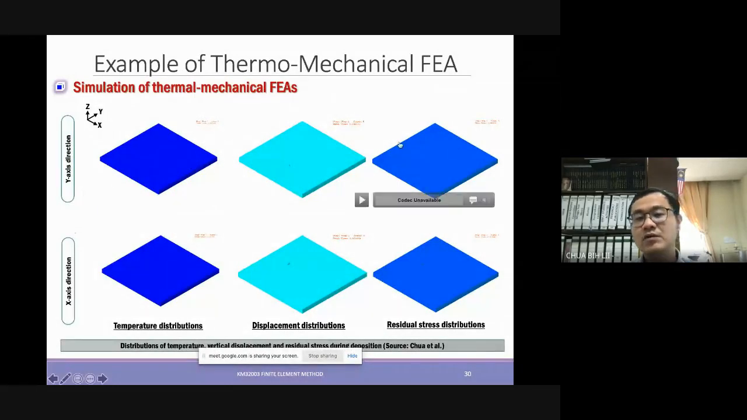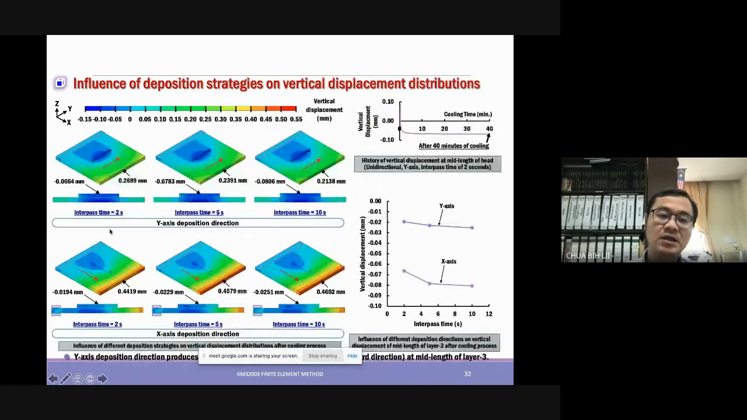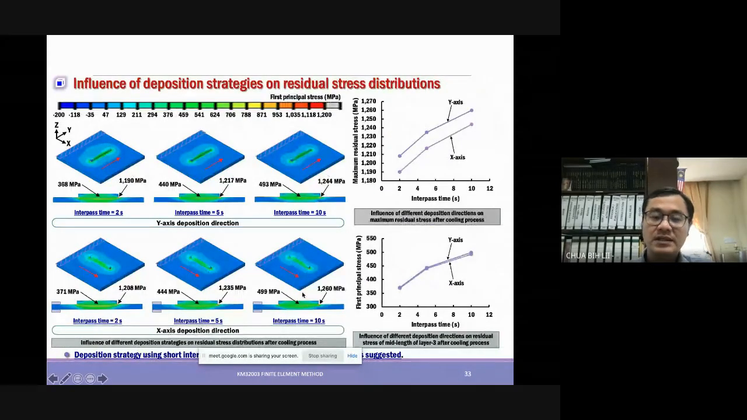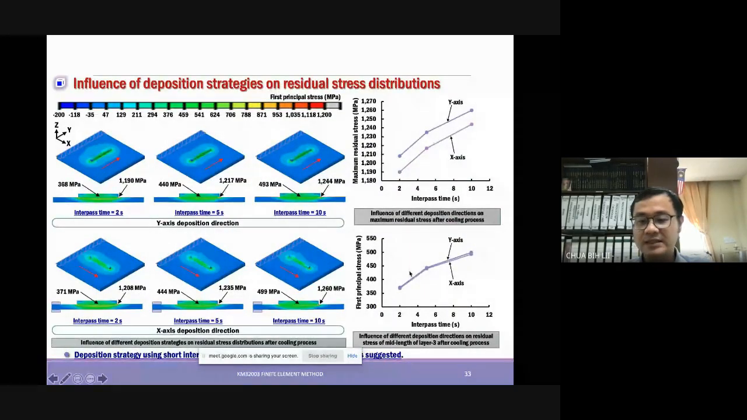I've run the thermal mechanical or thermal stress analysis for different directions and different interpass times, to estimate the maximum temperature and the stress that occurs. You can see that when the interpass time, the time between the first layer and the second layer, is small, the vertical displacement is lesser, but then it gets higher. So we can see how it changes according to the process parameters. This is the thermal stress inside, and you can see that the thermal stress actually increases when the interpass time increases.